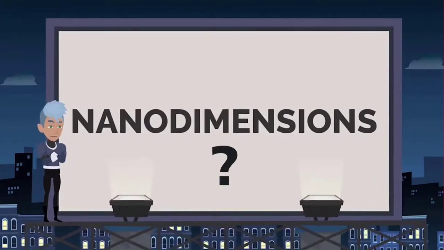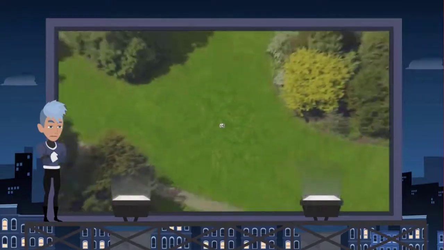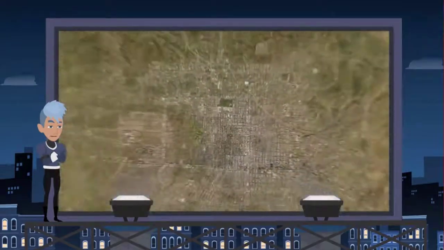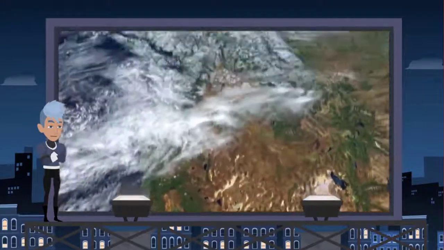How big is a nanometer? A nanometer is 1 over 1 billion meters. This is 1 times 10 to the negative 9th meters. This is a billionth of a meter, or 3.98 times 10 to the negative 8 inches. The size relationship between the planet Earth and a soccer ball is similar to the size relationship between a soccer ball and a nanoparticle.